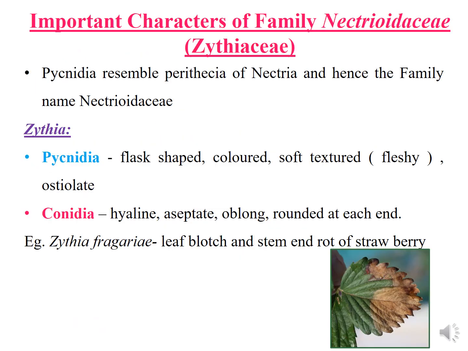And coming to another family, Nectrioidaceae, here the pycnidia resemble the perithecia of Nectria, and hence they gave the family name Nectrioidaceae. Example Zythia. In Zythia, the pycnidium is flask shaped, colored and soft in texture, that is, fleshy in nature, and an ostiole is already present for this pycnidium. And conidia are hyaline, aseptate, oblong and rounded at each end. Only Septoria has septate conidia. An example is Zythia fragariae, which causes leaf blotch and stem end rot of strawberry. Here you can see the symptoms of this Zythia.